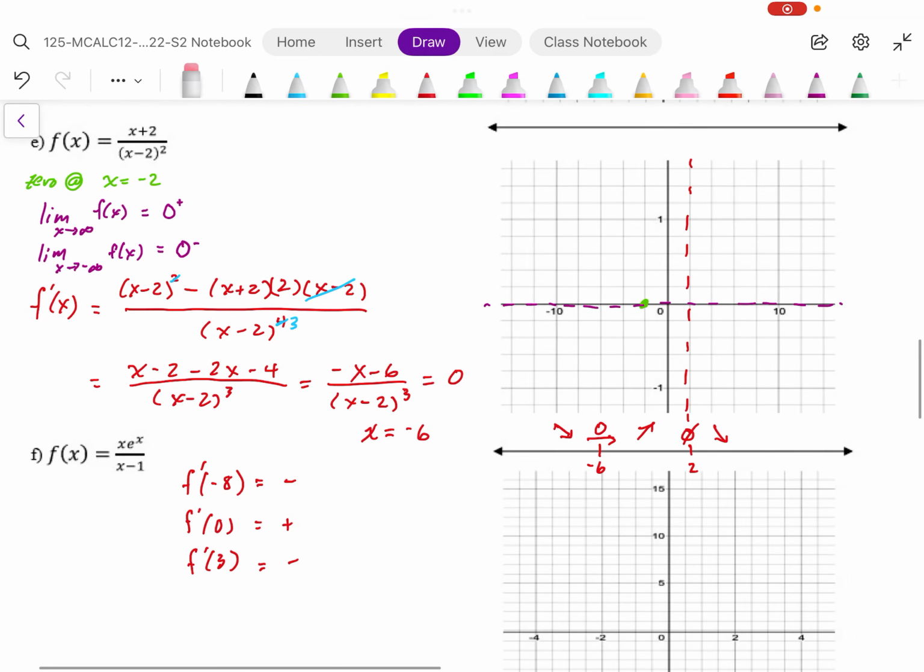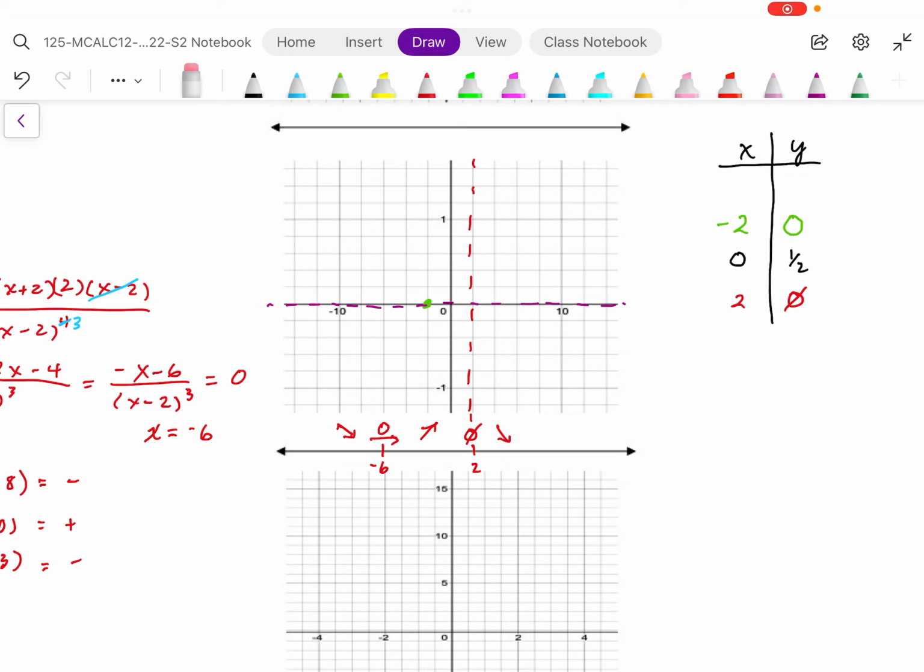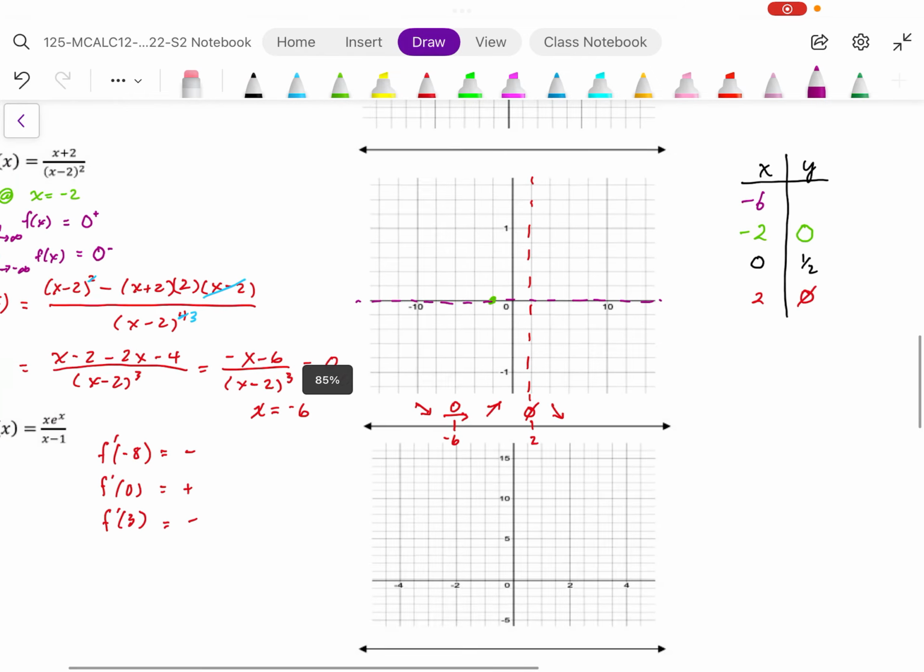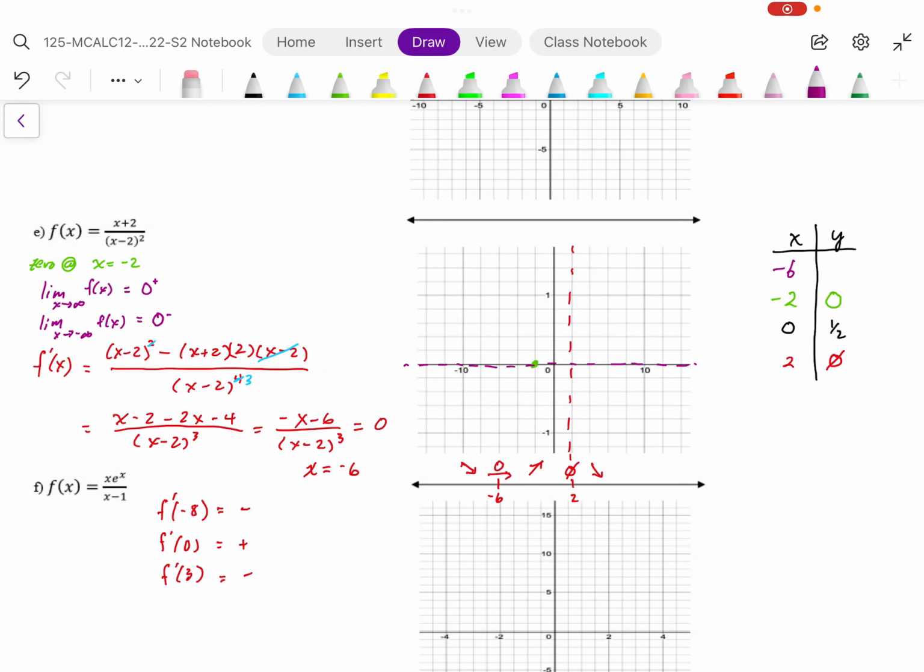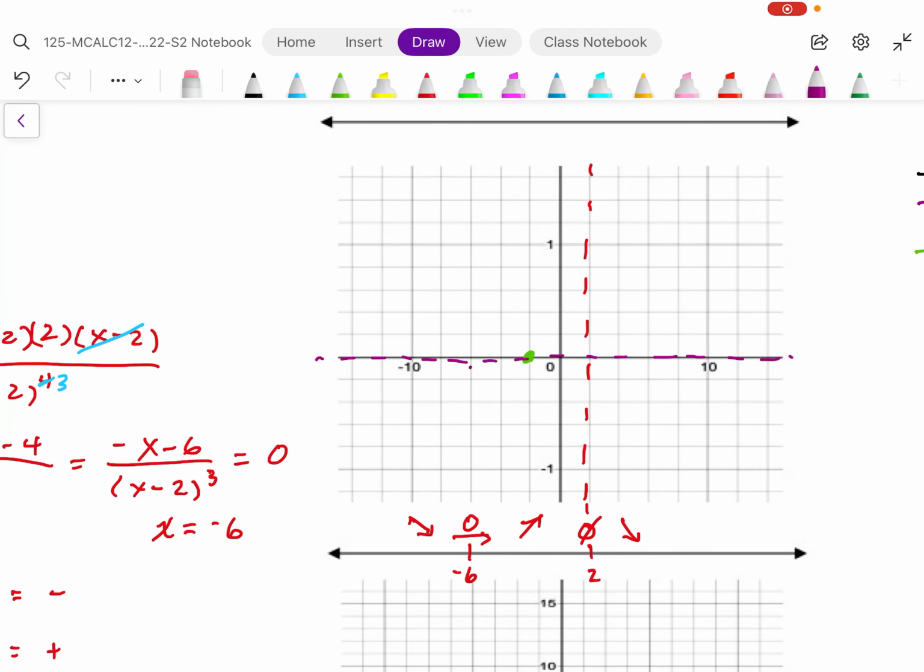So at this point, I know that I have a local min at x equals -6. So I'm going to put -6 into my chart. When I plug -6 into my equation, I get -4 in the numerator. I'm going to get (-8) squared in the denominator, so I have -4 over 64. That becomes -1 over 16. And so at x equals -6, I have a point that's very close to the asymptote.